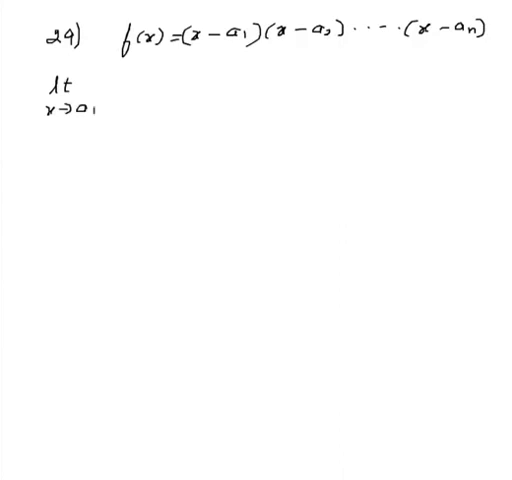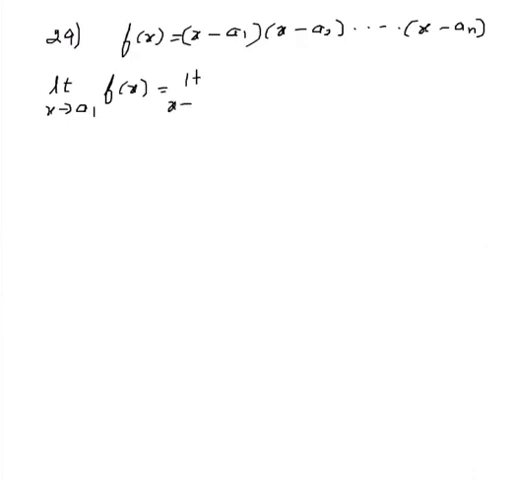Question 29. Let a1, a2, etc., an be fixed real numbers and define a function f of x as x minus a1 into x minus a2, etc., x minus an. What is the limit as x tends to a1 of f of x?